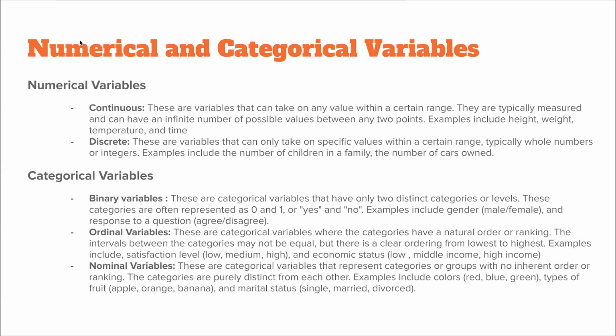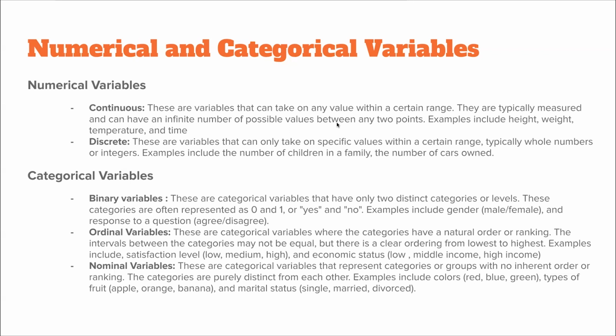A nominal variable is more like the binary variable, but with more than two levels. These are categories that represent groups with no inherent order or ranking. For example, colors include red, blue, green, orange. Or fruit: apple, orange, banana. Or marital status: married, single, divorced. It's similar to the binary variable. Most times you could call a binary variable a nominal variable, but for the sake of clarity, when you have more levels, they are called nominal variables.